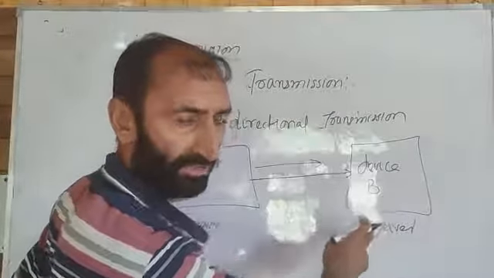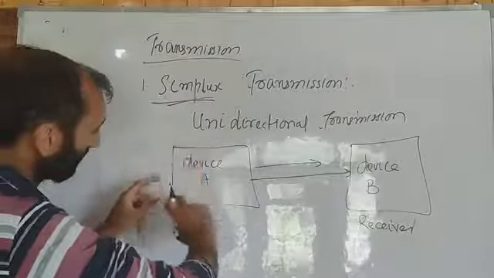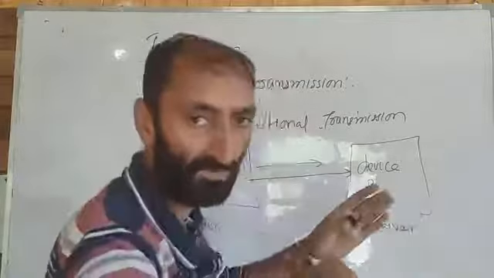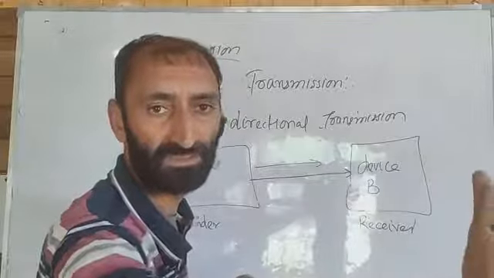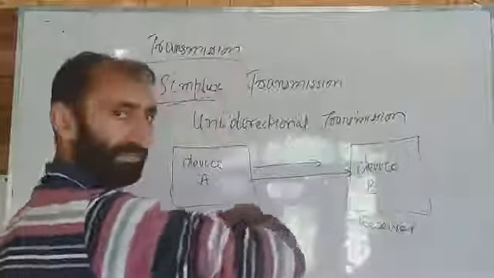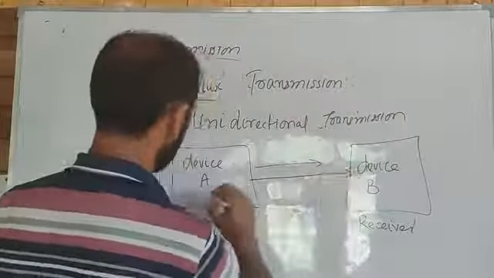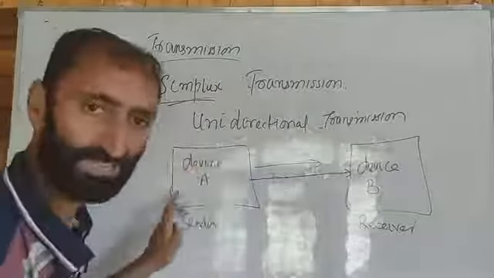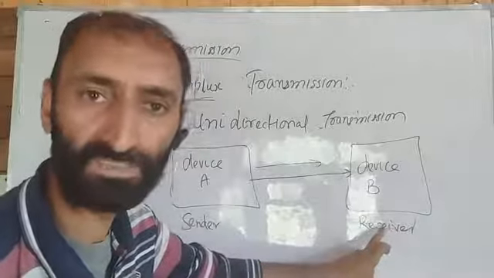Are you getting it? That means data is transmitted from sender to the receiver. That is only from one side. Sender to receiver, not from receiver to sender. That means device A is sender and device B is receiver.